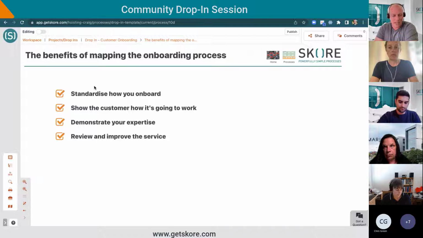But equally important, and again, one of the things that a lot of users of Skore value immensely, is the ability to demonstrate to a customer or a prospect exactly what's going to happen when the sale closes. How is this going to work? And so having a documented process in an easy to read format allows you to do that. Another one I think is really important is being able to demonstrate your expertise in this area as well.